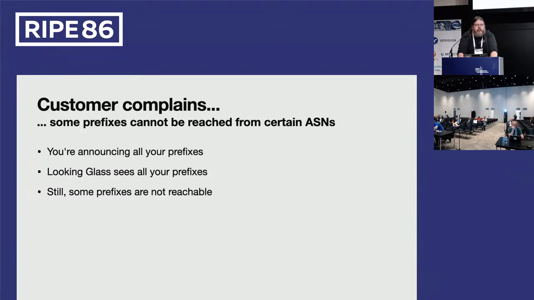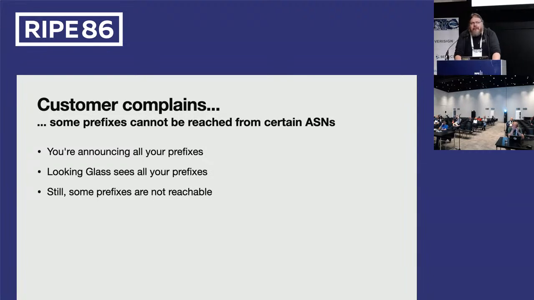And the usual problem you have as a service provider is your customer complains that they cannot reach certain prefixes, either from their home internet or from other providers. And although you're announcing all your prefixes, the looking glass at that provider sees the prefixes, but still some are not reachable. So they are getting dropped somewhere on the path.